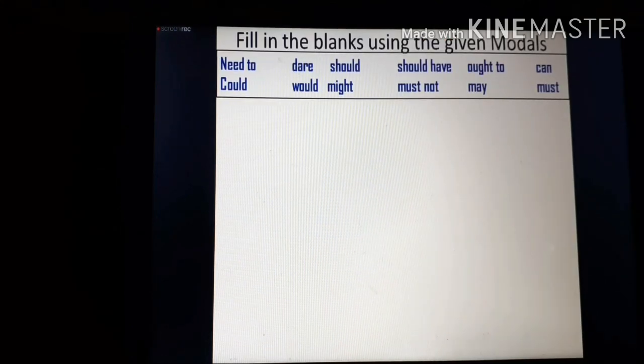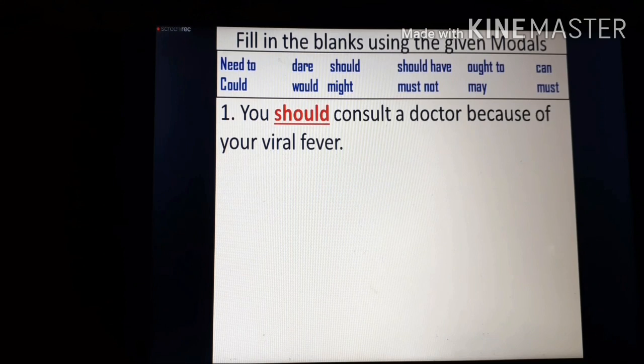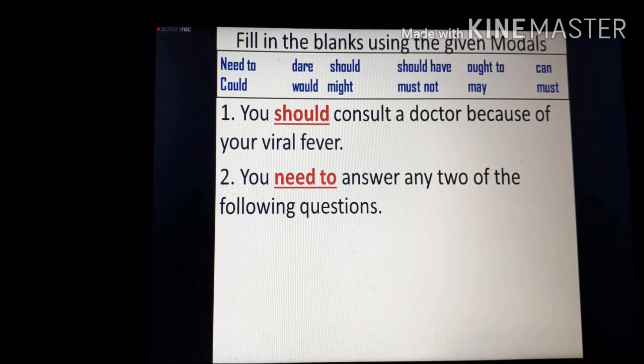Let's do an exercise so that the revision will become more effective. So, here it goes. Fill in the blanks using the given modals. As you can see, the modals in the box are need to, dare, should have, ought to, can, could, would, might, must not, may and must. Let's see sentence number 1. You should consult a doctor because of your viral fever. Second, you need to answer any two of the following questions.